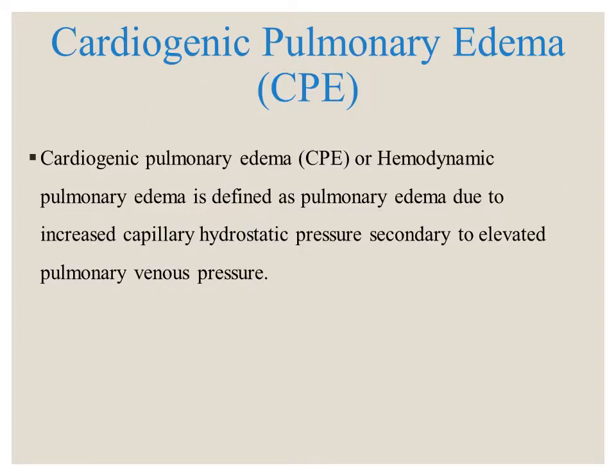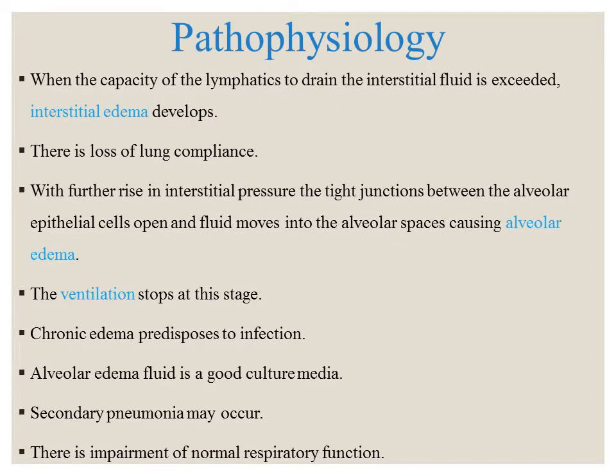So now coming to the details of the cardiogenic pulmonary edema. The cardiogenic pulmonary edema or the hemodynamic pulmonary edema is the edema that occurs as a result of increase in capillary hydrostatic pressure secondary to elevated pulmonary venous pressure. So what is the pathophysiology behind this cardiogenic pulmonary edema? In patients with left-sided heart failure, when the left ventricle is unable to pump the blood out of the heart, this excessive blood ultimately moves back from the left ventricle to the left atrium, and from the left atrium it is drained into the pulmonary veins.